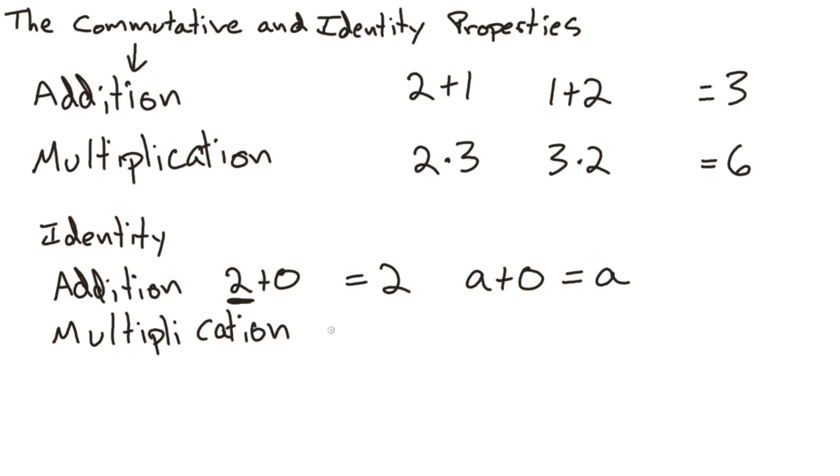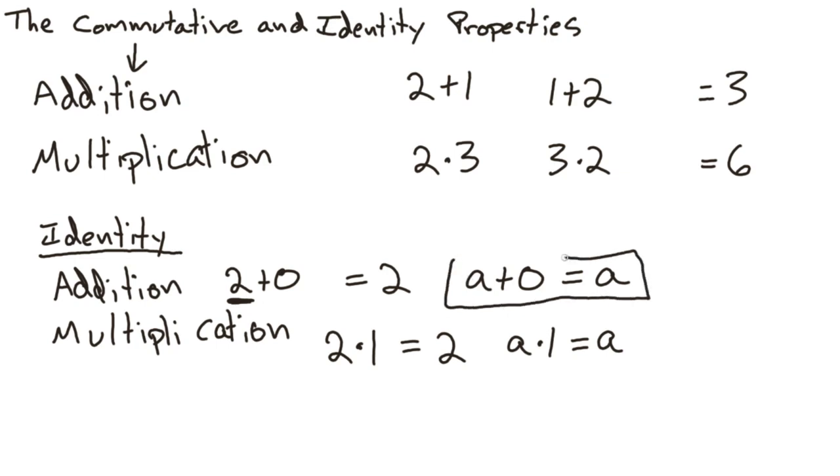Now there's also the identity property of multiplication, and what that says is that any number times 1 is the same number. So for example, 2 times 1 is going to equal 2. And we could represent that as a times 1 is going to equal a. Okay, so the identity property of addition is any number plus 0 is the same number. And then the identity property of multiplication is any number times 1 is the same number.